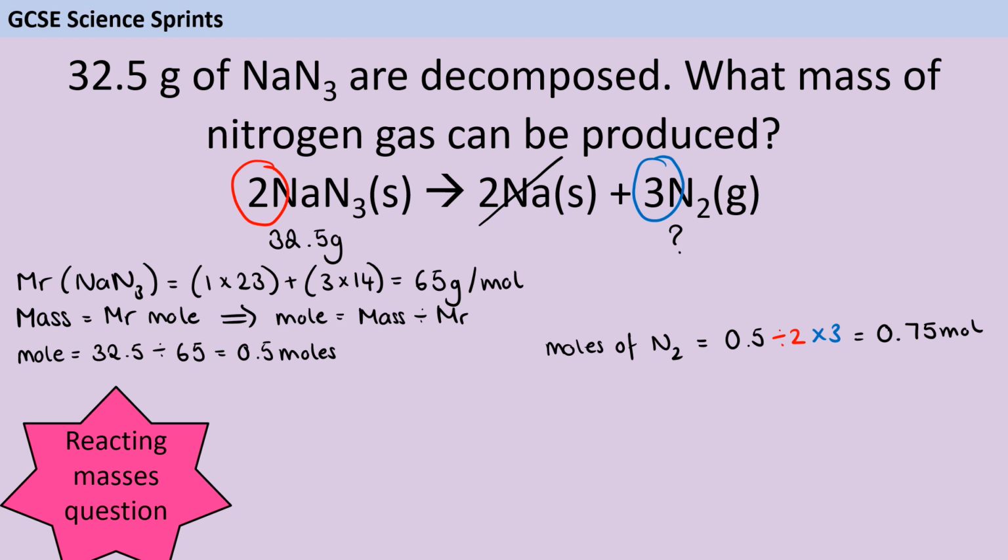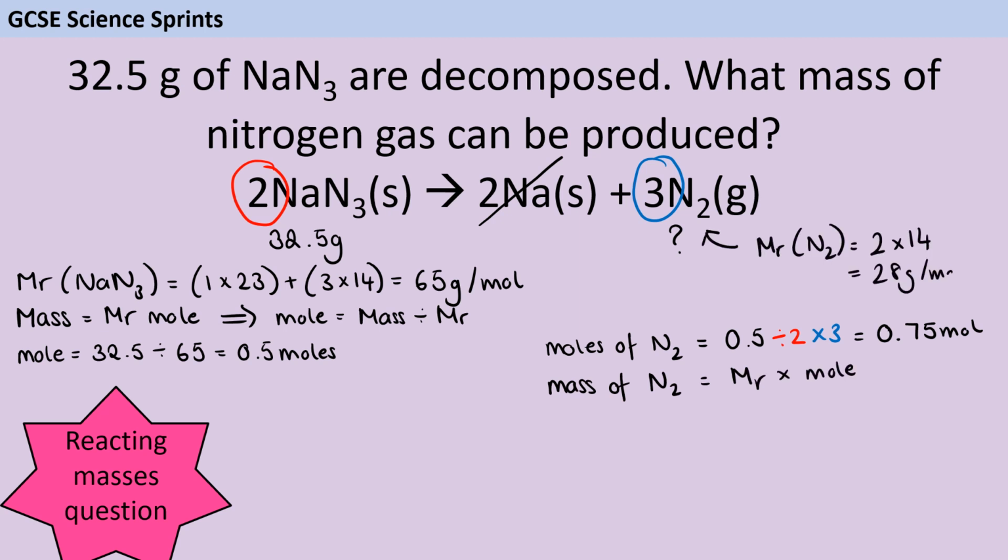So again, we need to work out an Mr. This is really simple because it's just 2 nitrogens. So that's going to be 14 times 2. And then we can put that together with our mass is Mr times moles, to say 28 times 0.75 gives us a final mass of 21 grams.